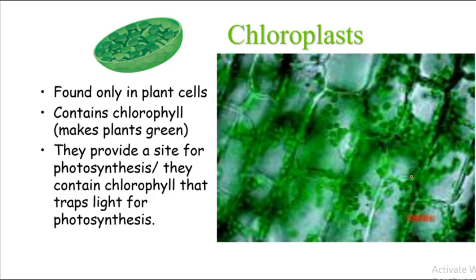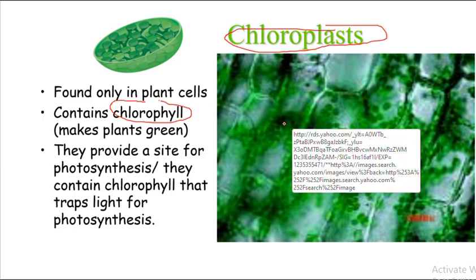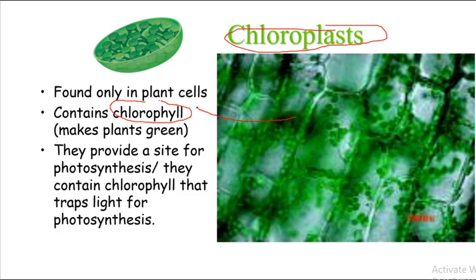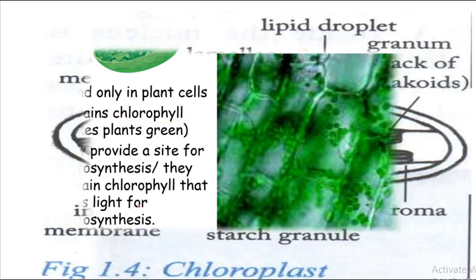Next we have chloroplasts, and the chloroplasts are only found in plant cells. They contain chlorophyll, and this green coloring matter is what we call chlorophyll. They make the plant green. The role of chloroplasts, because they contain chlorophyll, is to trap light energy for photosynthesis. Thus the chloroplast provides a site for protein synthesis.